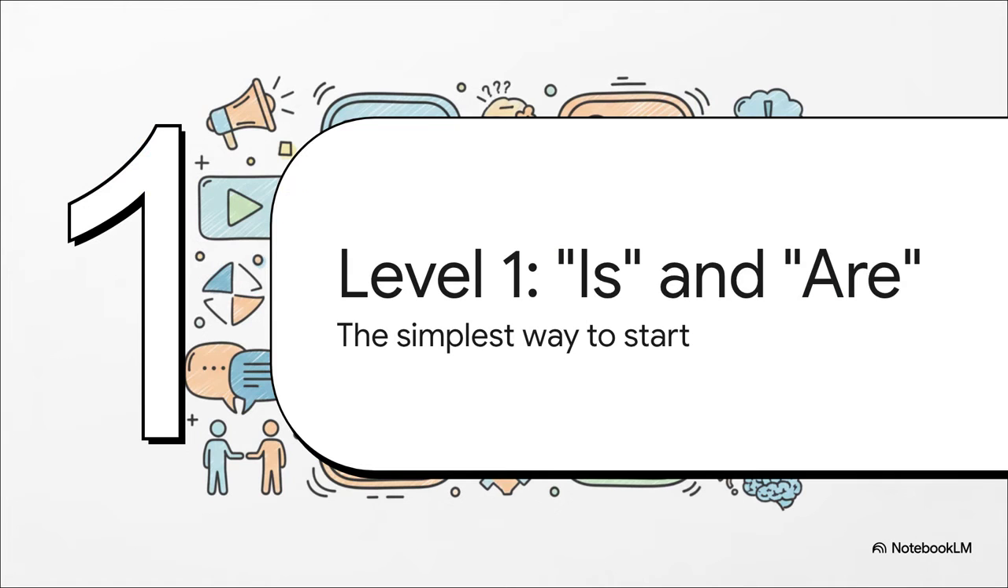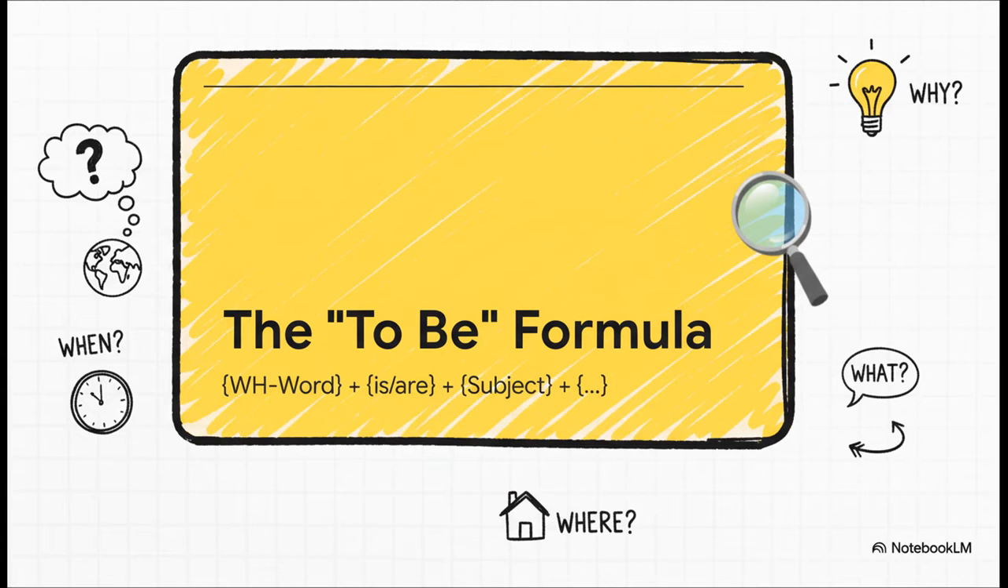So, let's dive into level 1. This is the easiest one, I promise. It's all about making questions with the verb to be. You know, the words is and are. And the formula here, it's super simple. Seriously, it's just 3 little parts. You've got your WH word, then you add is or are, and then the subject. That's it. Let's see it in action.